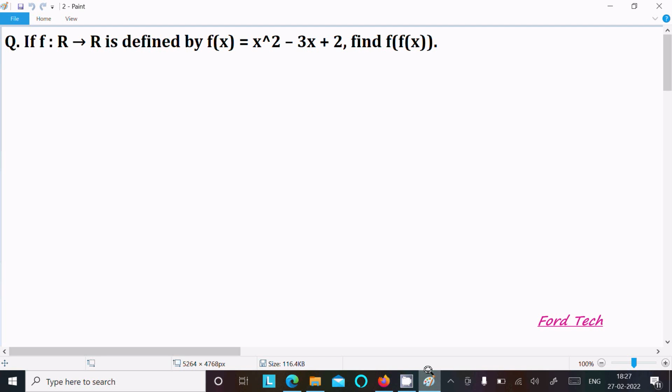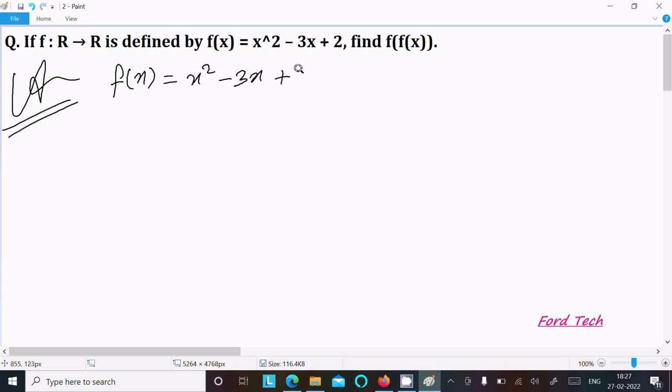In this lecture I'm going to discuss how to find f circle f(x). The given is f(x) = x² - 3x + 2, and the mapping is R to R, real numbers to real numbers. So first you write f(x) = x² - 3x + 2. Now here we need to calculate f of f(x).